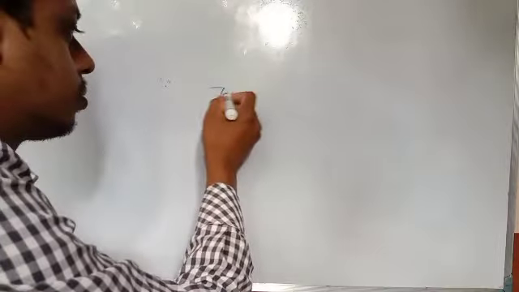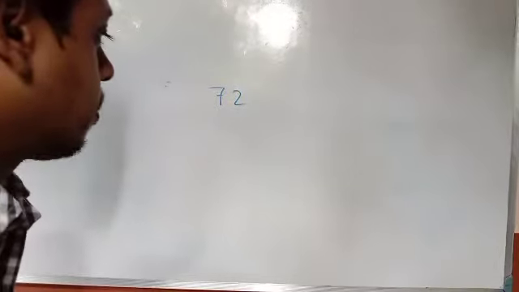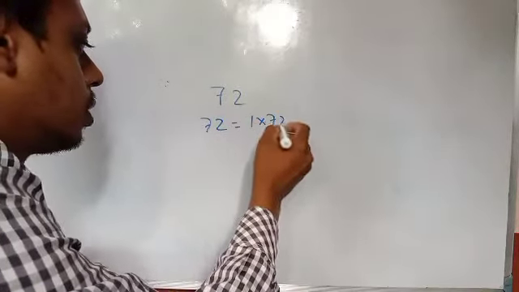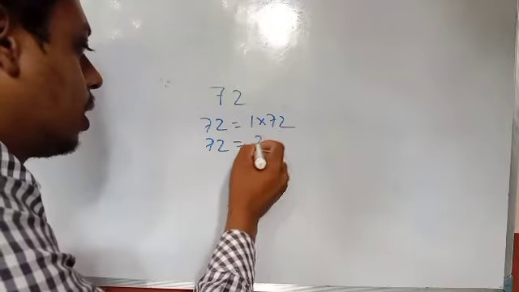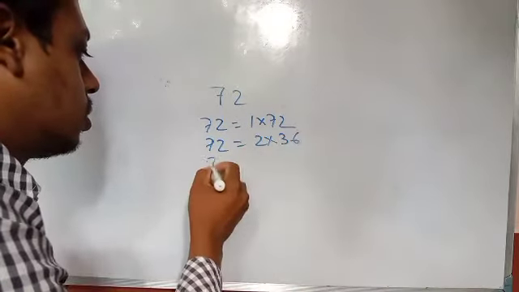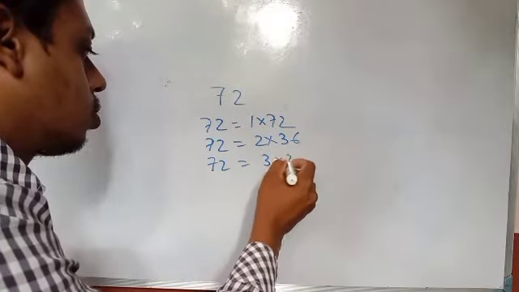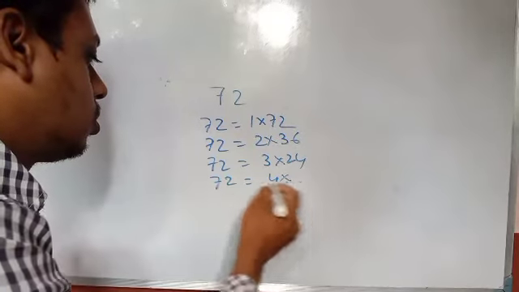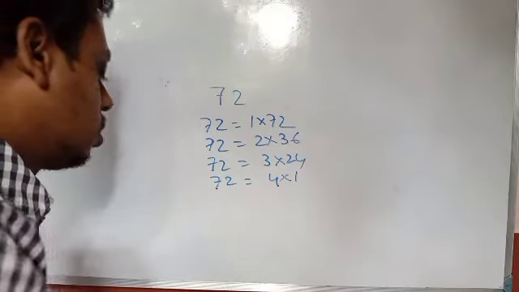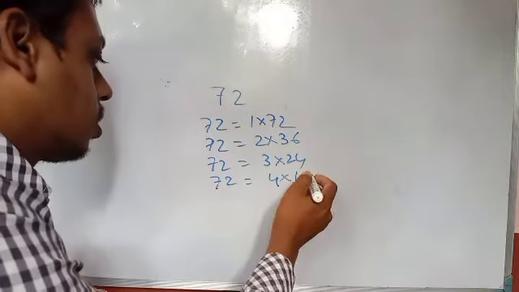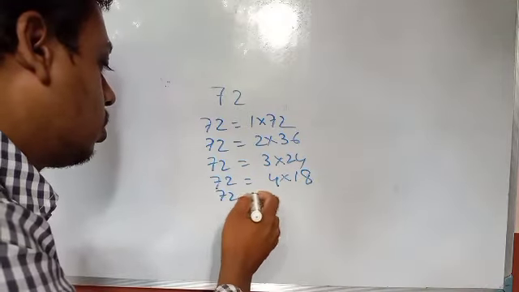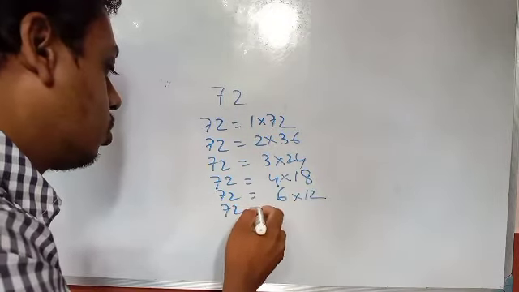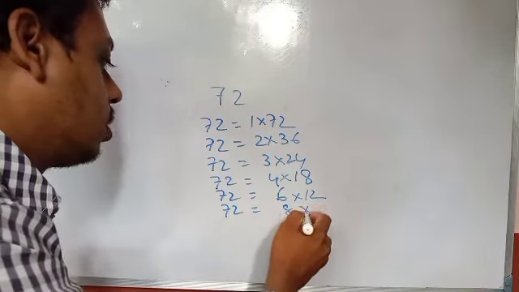Suppose 72. You have to find out the factors of 72. Now 72, 1 into 72. 72 you can write 2 into 36, 3 into 24, 4 into 18, 6 into 12, and 8 into 9.